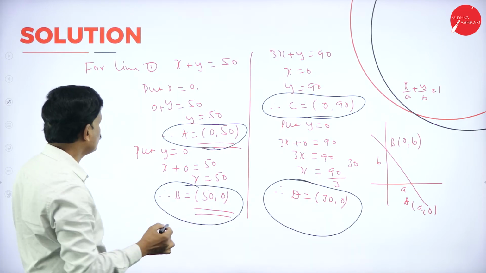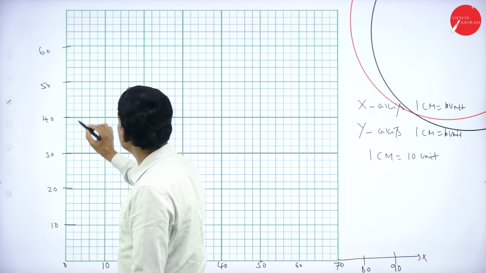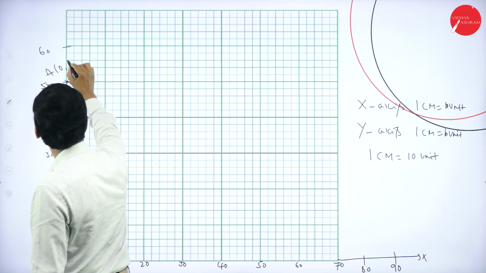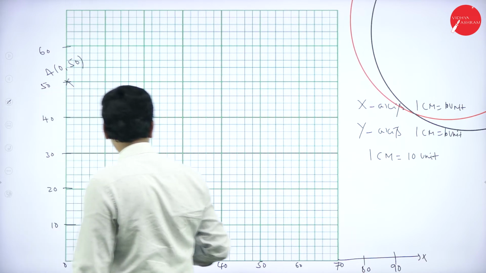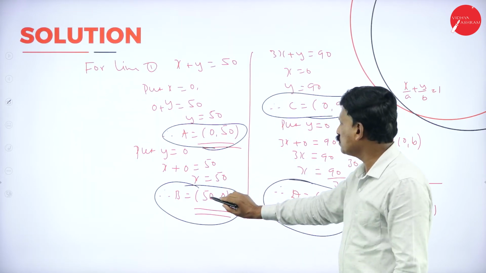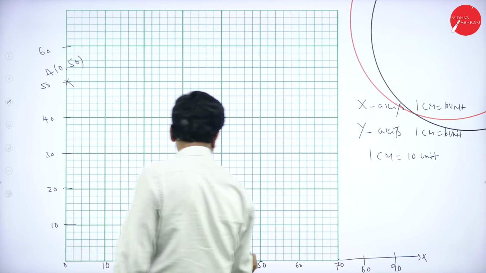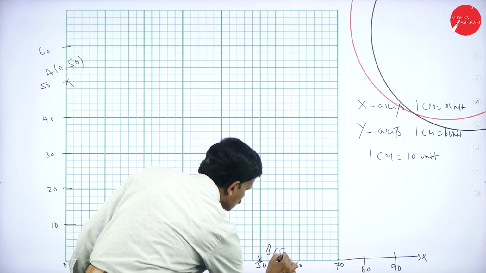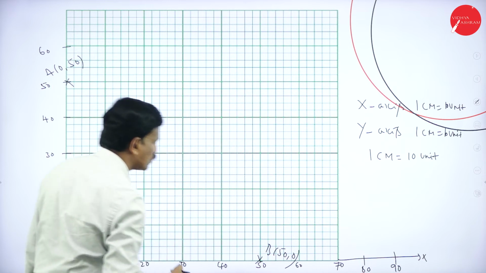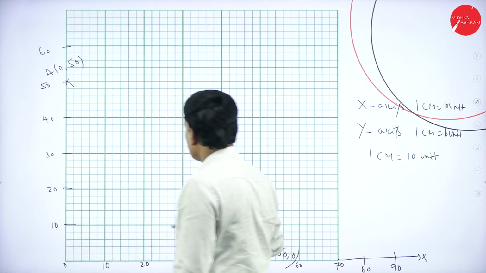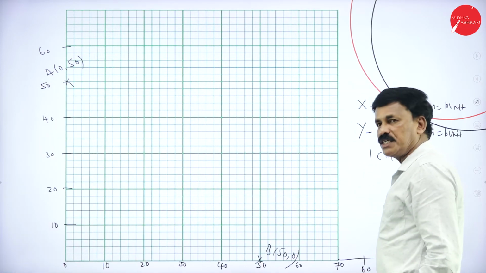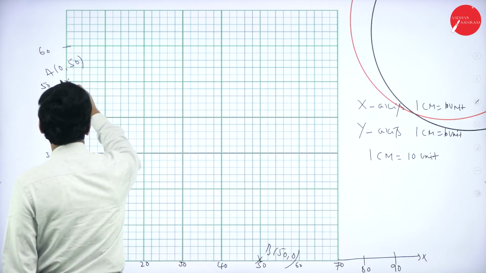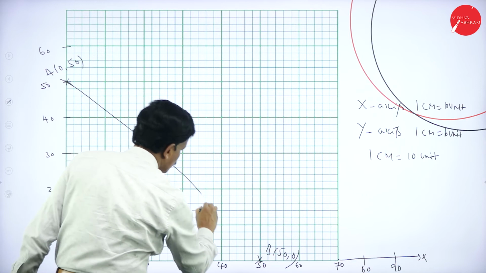Now come to the first point. What is the first point? We have x is 0, y is 50. This is the first point, A 0, comma 50. Now come to the second point. B. What is B? 50, comma 0. x is 50, y is 0. This is the point B. Okay. Now let us draw a straight line. This is nothing but the x and y intercept, the intercept form of a straight line. Draw a straight line. You can use the proper scale.